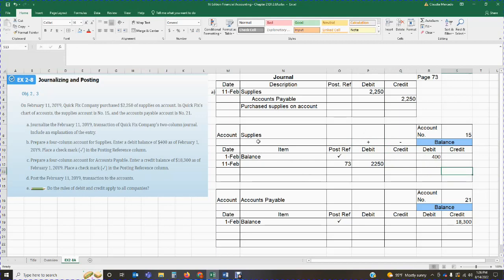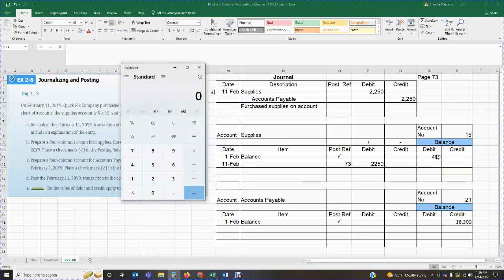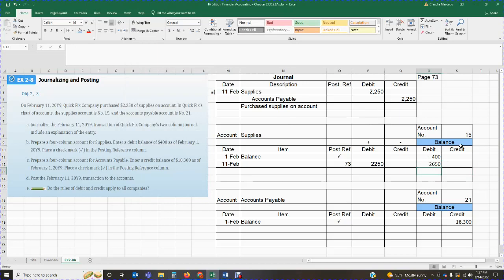I'm going to finish the whole supplies account from beginning to end, all of the 5 steps. So, supplies had a beginning balance of $400. Let me get my calculator out. This is a debit of $400. Now I have another debit of $2,250. If I have a debit, I'm going to add whatever is here to my balance. So I've got 400 plus a debit of $2,250. That's going to give me a debit balance of $2,650. So my ending balance for supplies is $2,650.